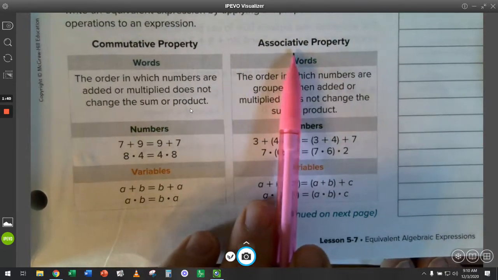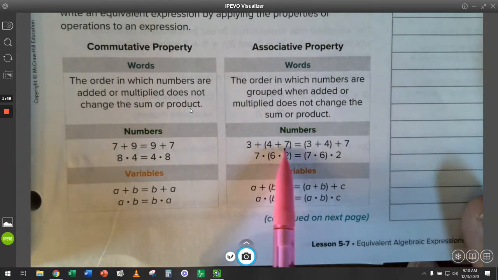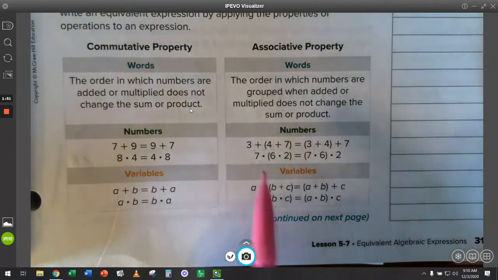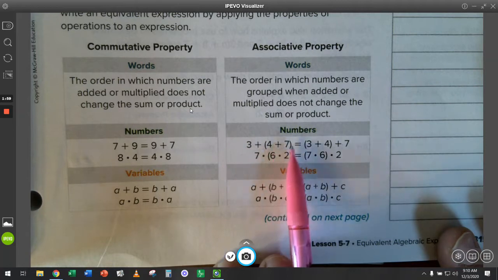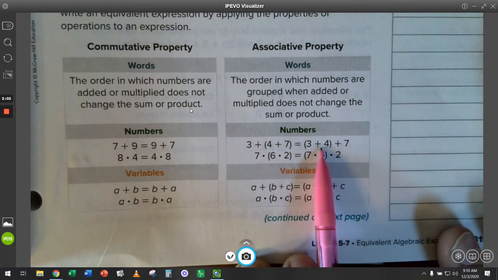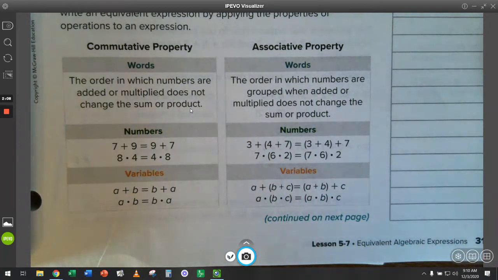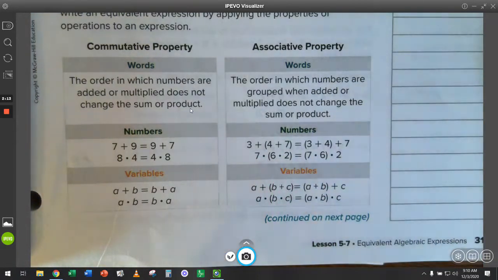We also have the associative property, and this is really close to the commutative property. The only difference is we're dealing with 3 numbers here. It doesn't matter how and what order you add or multiply 3 numbers, the sum or the product will always be the same. So 3 plus 4 plus 7 is the same as if we did the 3 plus 4 first versus the 4 plus 7. The 6 times 2, we can do 6 times 2 first, or I can do the 7 times 6 first. Either way, it's the same answer. Same thing with our variables.